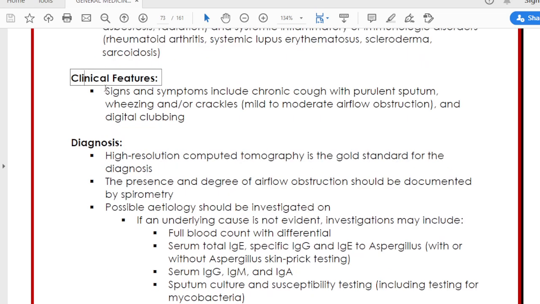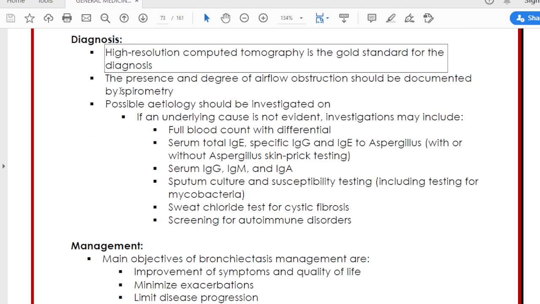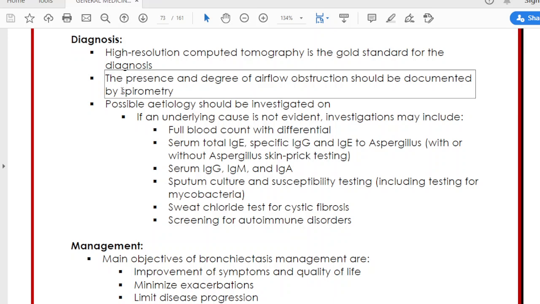Clinical features. Signs and symptoms include chronic cough with purulent sputum, wheezing and/or crackles, mild to moderate airflow obstruction, and digital clubbing. Diagnosis. High-resolution computed tomography is the gold standard for the diagnosis. The presence and degree of airflow obstruction should be documented by spirometry.